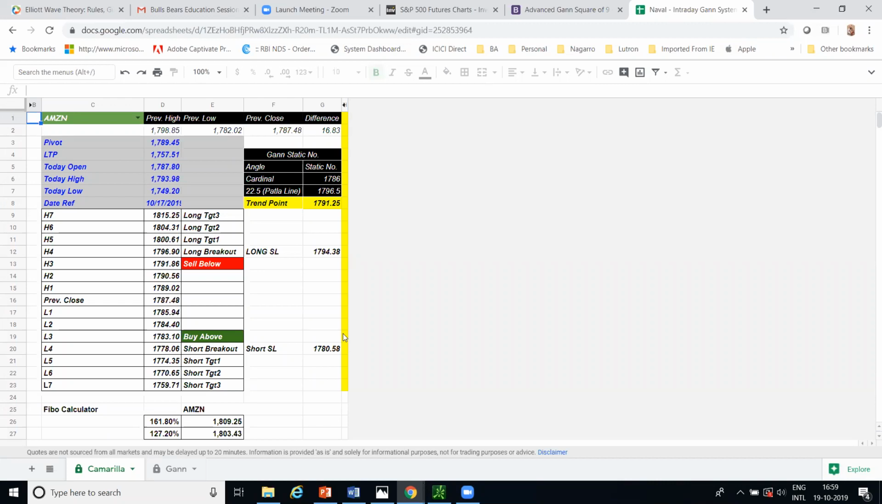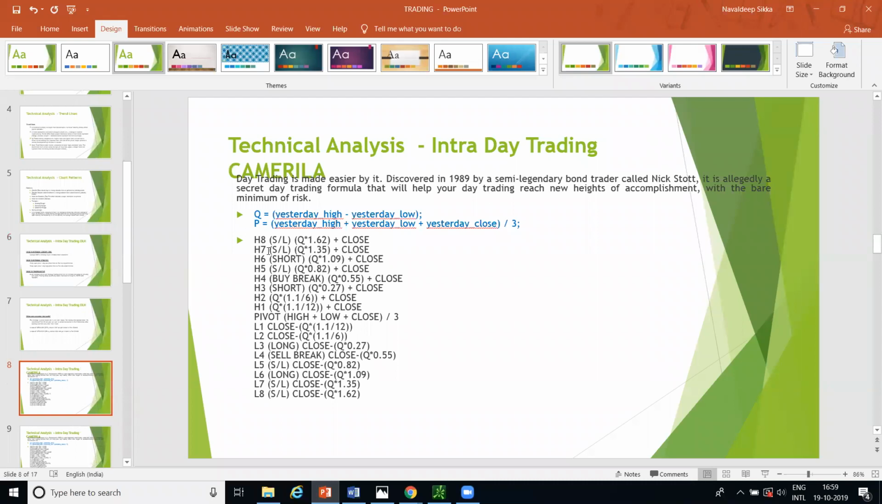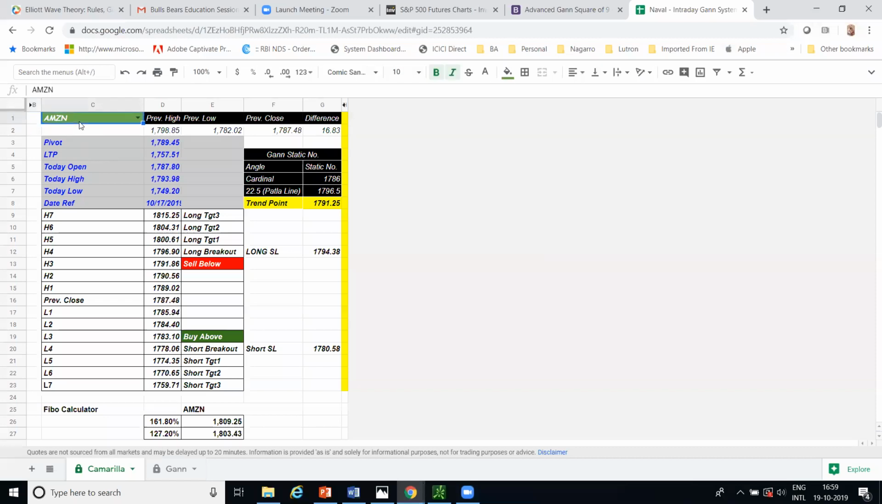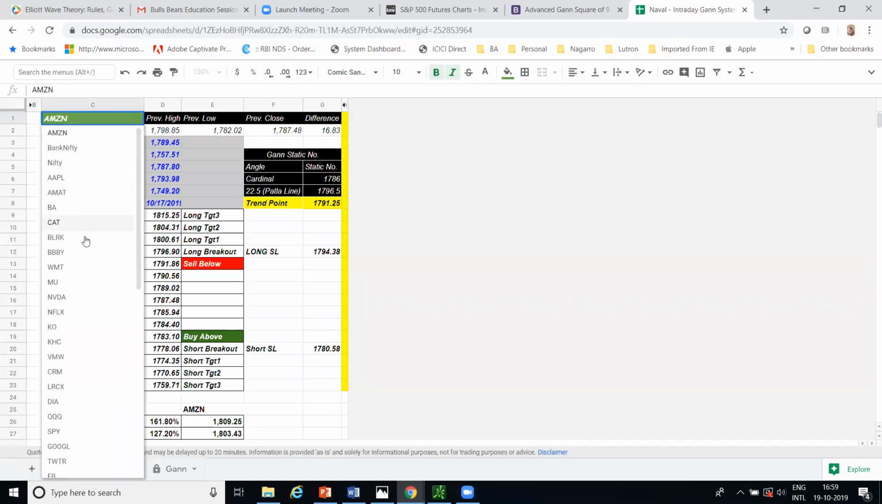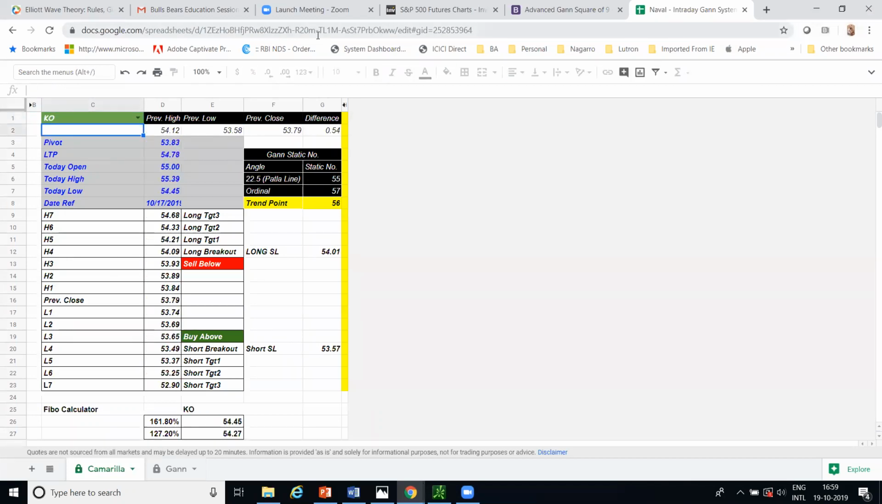The Camarilla formula is something I've added in the presentation. It's right there. So if you open Google Docs and create a sheet, you could pick up the Google Finance API and simply add in your stocks. Let me show you how to do that. I've added all these stocks here, but if I need to choose something else, let's say I am looking for Coca-Cola, I'll put KO. Now this KO will go to Google and pick me the live data.